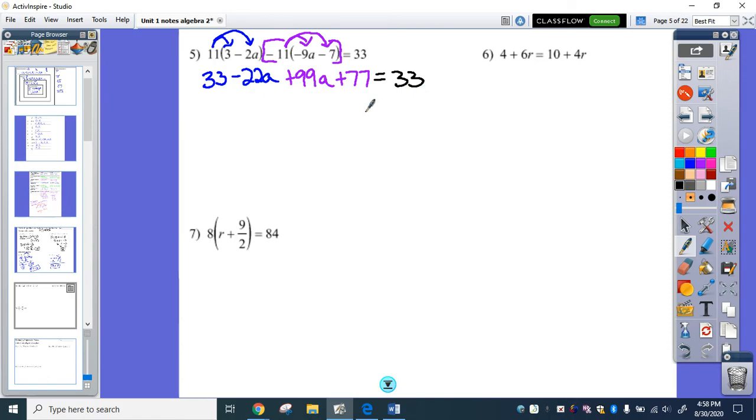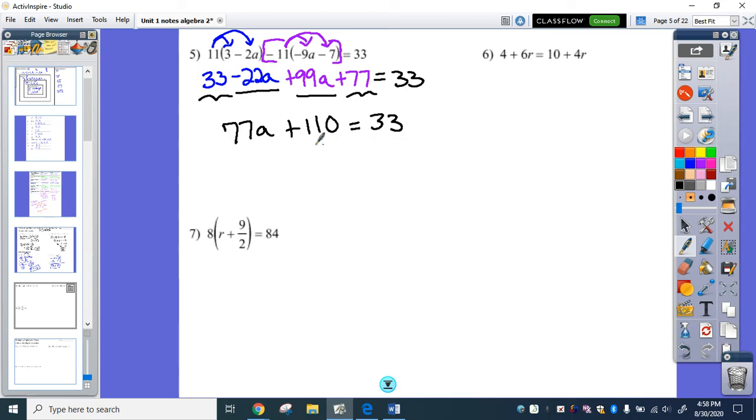Now, when we look at a problem from here, we have to think about combining some like terms. So let's combine up our a's. Negative 22a plus 99a would get me 77a. And then 33 plus 77 added together is going to get me 110 equals 33.